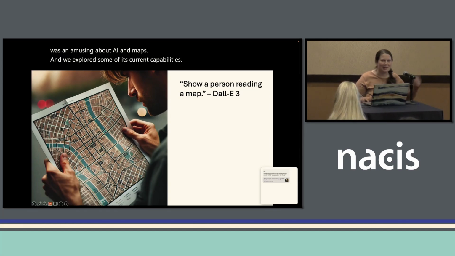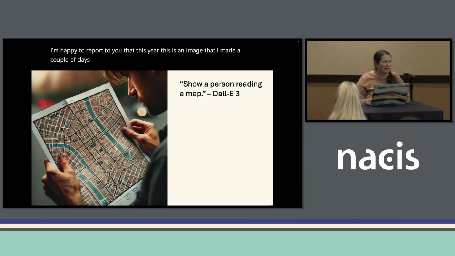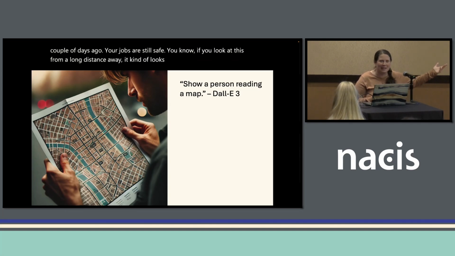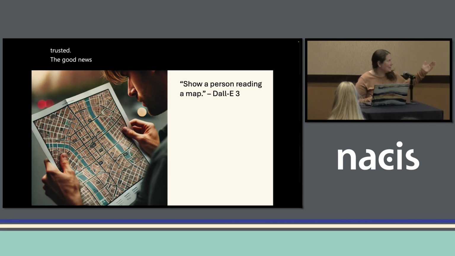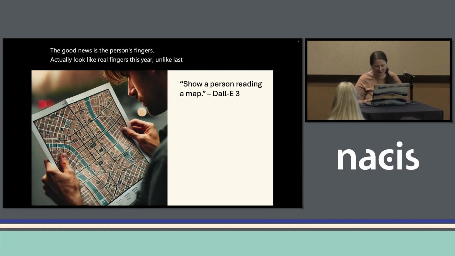I'm happy to report to you that this year, this is an image that I made a couple of days ago, your jobs are still safe. If you look at this from a long distance away, it kind of looks like a map, right? But if you actually look at the details of it, the river is doing some very strange things. The labels are definitely indicating that this is not a map to be trusted. The good news is the person's fingers actually look like real fingers this year, unlike last year, where we had some rather creepy fingers going on.